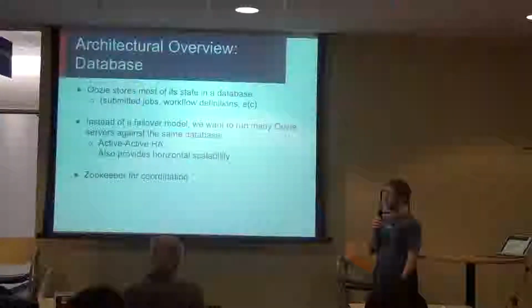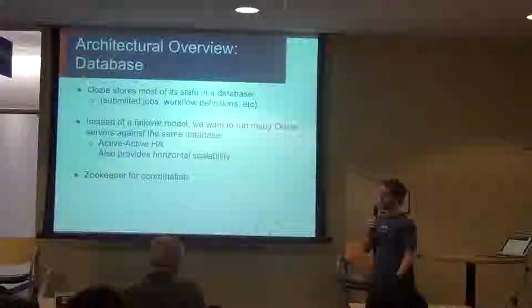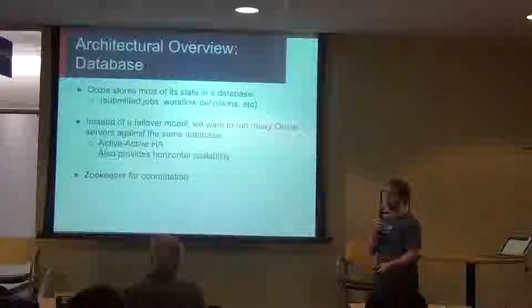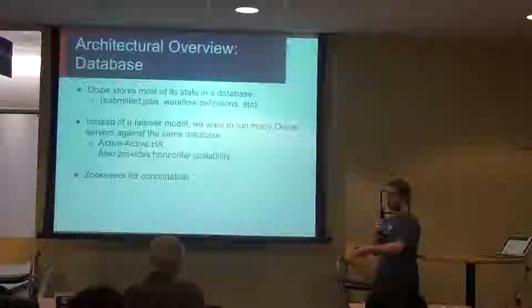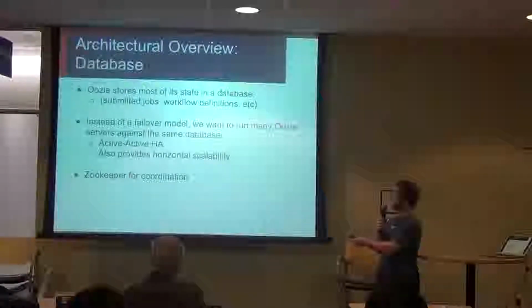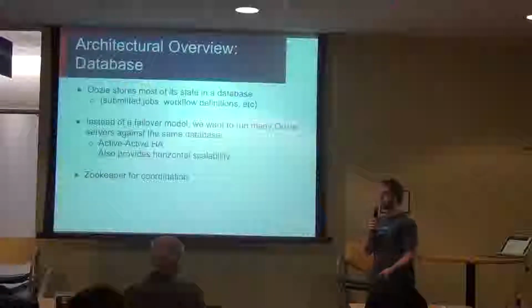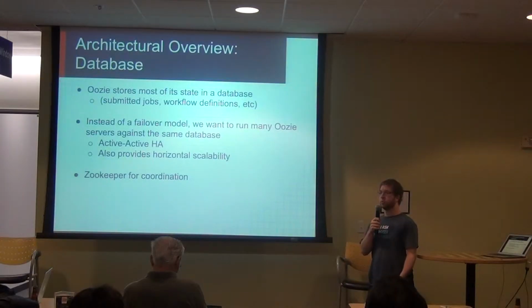That's in contrast to the active standby model that the name node would have, where you have an active name node and a standby name node, and only the active name node is actually doing anything. When you have a problem with the active name node, it switches to the standby name node, which becomes active. So here you have all active servers. From this, you also get horizontal scalability, which means that if you want more Oozie processing power, you just have more Oozie servers.